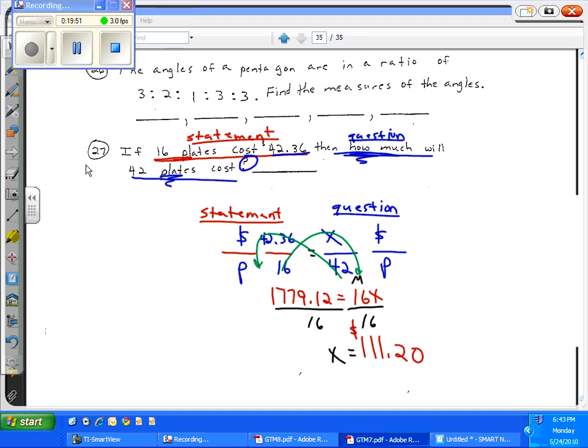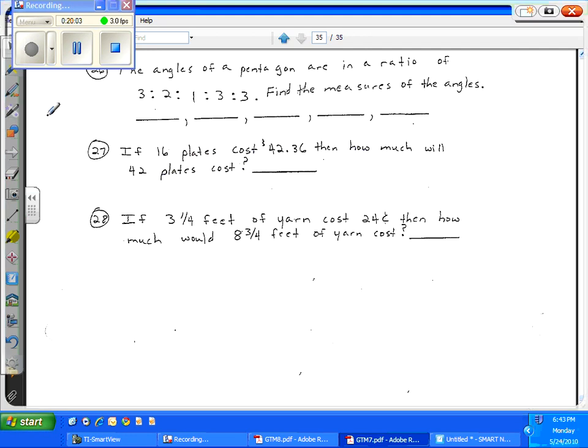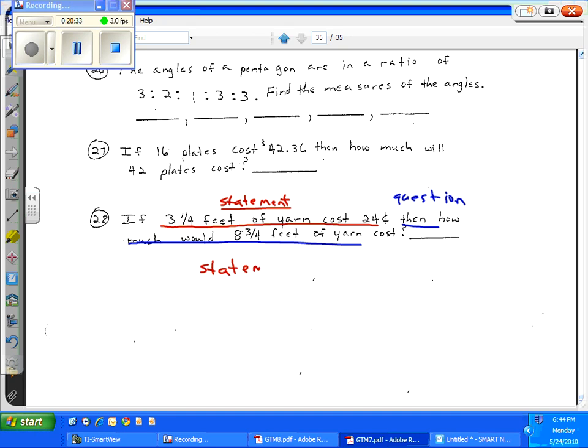Okay. And number 28, if 3 1/4 feet of yarn cost 24 cents, we got feet of yarn and money. That's a statement ratio. Then how much money would 8 3/4 feet cost? That's a question ratio. So we have two comparisons of feet of yarn to money.